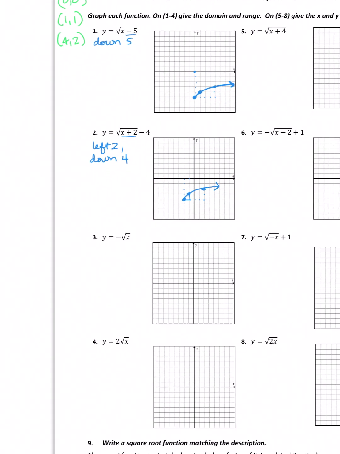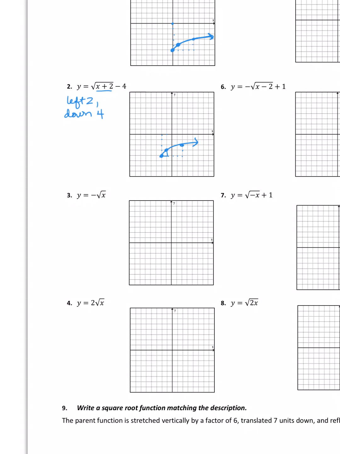Okay, look at number 3. This one is what? It's a vertical reflection. So instead of going up, I'm going to go down. So it starts at the origin. Normally I would go over and up 1. I'm going to go over and down 1, and then over 4, down 2. So it's just going that direction.